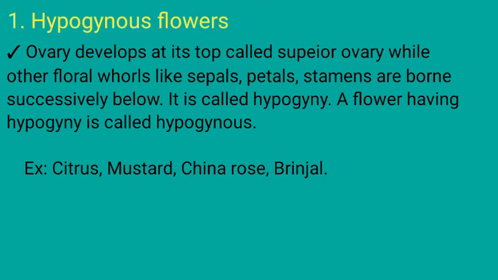In this type, the ovary develops at the top, called superior ovary, while other floral whorls or layers like calyx, sepals, corolla, petals, androecium, stamens are borne successively below. It is called hypogyny. A flower which is having hypogyny is called a hypogynous flower. Example: citrus, mustard, China rose, and brinjal.